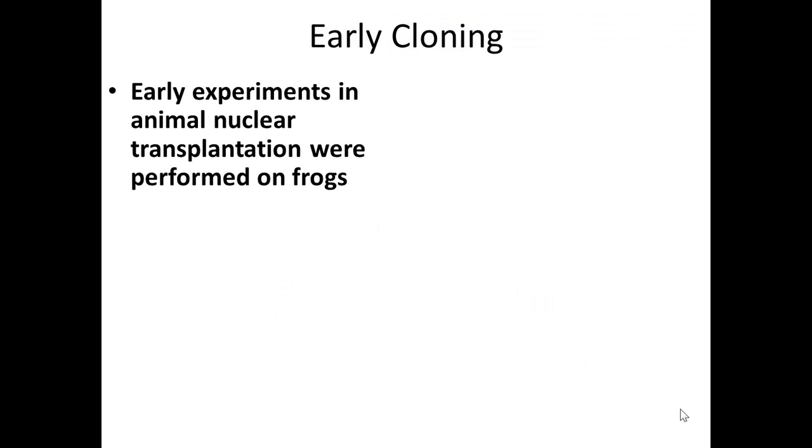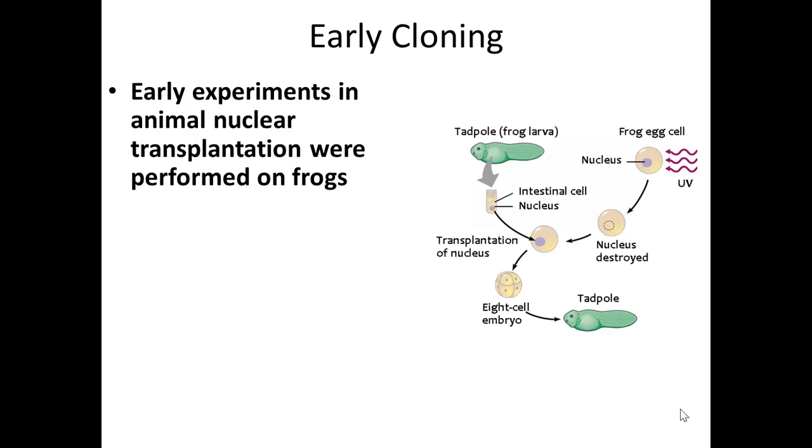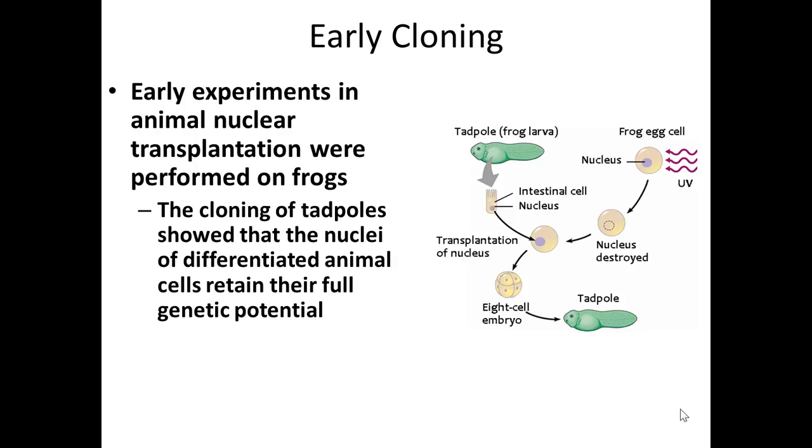Alright, so in the early cloning situations, we used frogs. And on the right, you have a diagram showing how they would do it. The cloning of tadpoles showed that the nuclei of differentiated animal cells retain their full genetic potential, which means that the cloned organism has the full genetic makeup of that organism. It has all the DNA to make another one, so it's not limited or lacking anything.